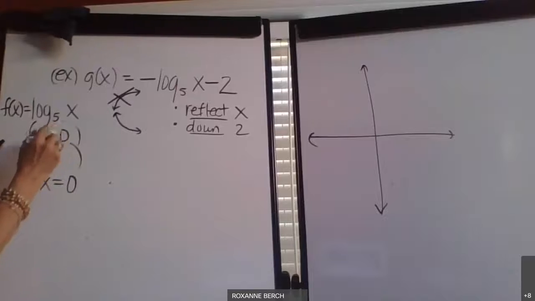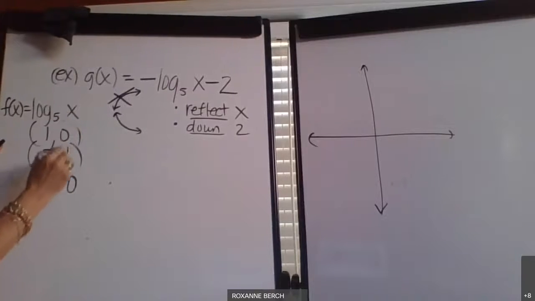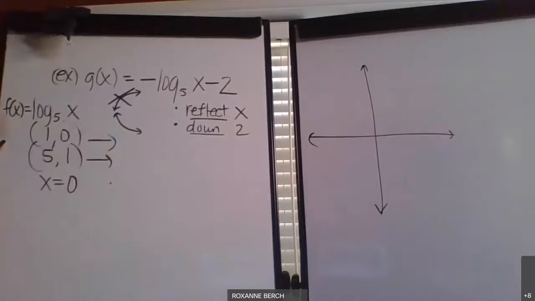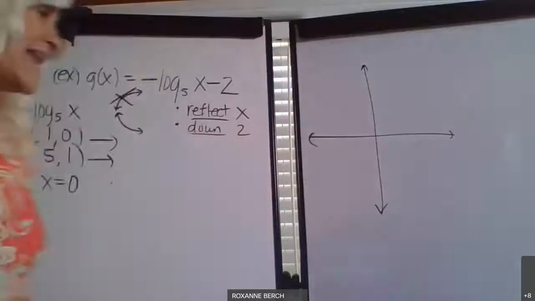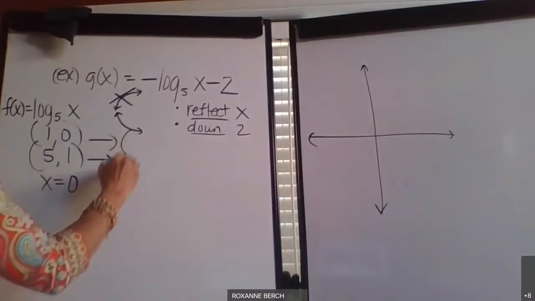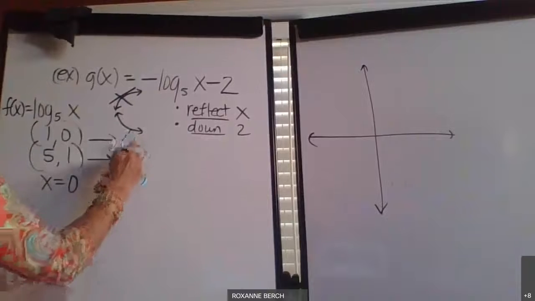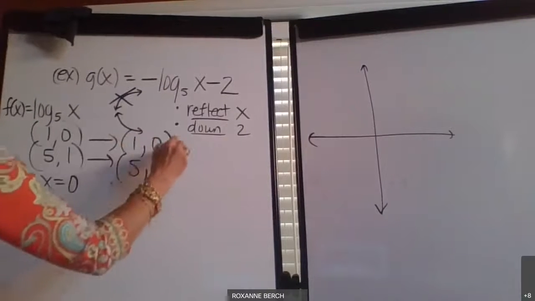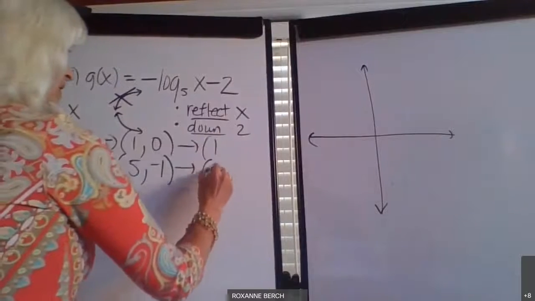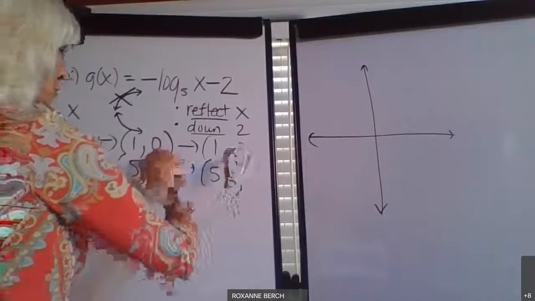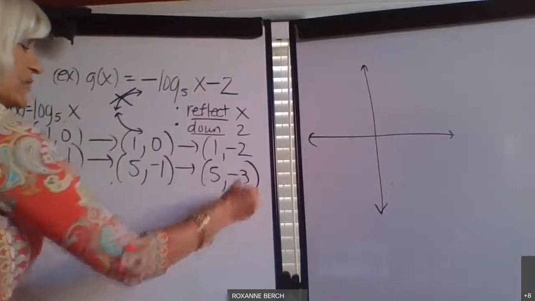Back over here, if I pick 1, log base 5 of 1 is 0. And if I pick a 5, log base 5 of 5 is 1. All right. Watch my arm. Reflect over x is vertical, right? So I negate the y, right? So you leave the x alone and you negate the y, and down 2 means subtract 2 from the y, right? So subtract 2 would be negative 3.